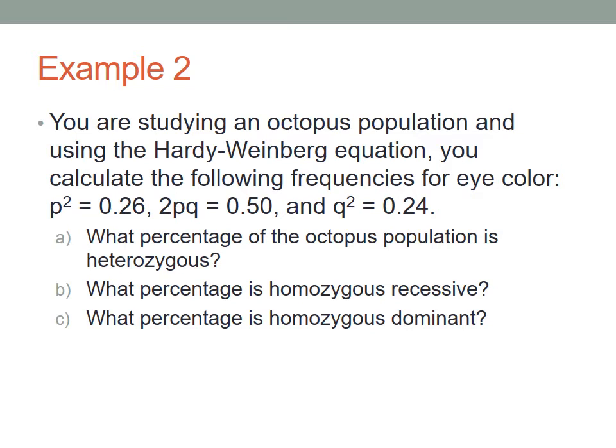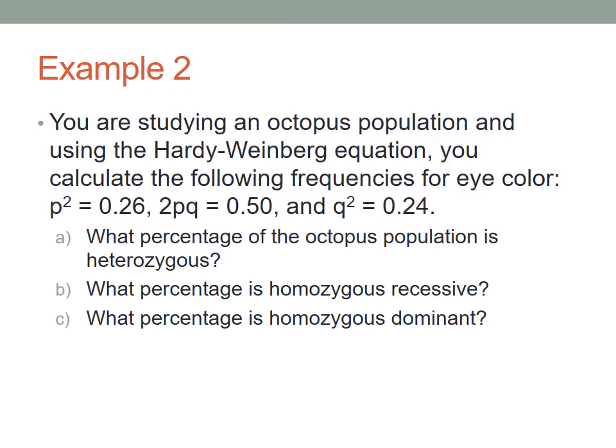You are studying an octopus population. And using the Hardy-Weinberg equation, you calculate the following frequencies for eye color. P squared equals 0.26, 2PQ equals 0.5, and Q squared equals 0.24. I didn't tell you anything about this octopus eye color or about the octopus population other than the only thing you looked at was their eye color. You don't actually need any more information about the population to look at this math.